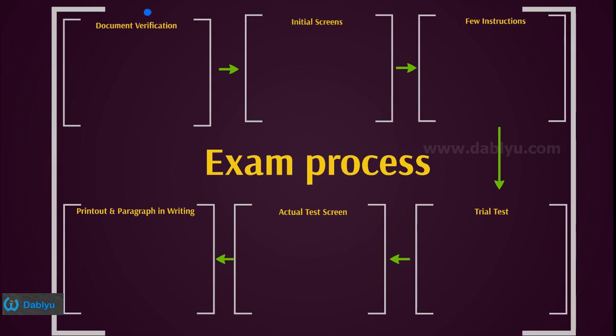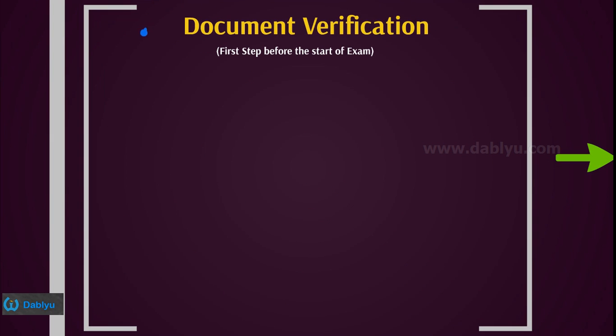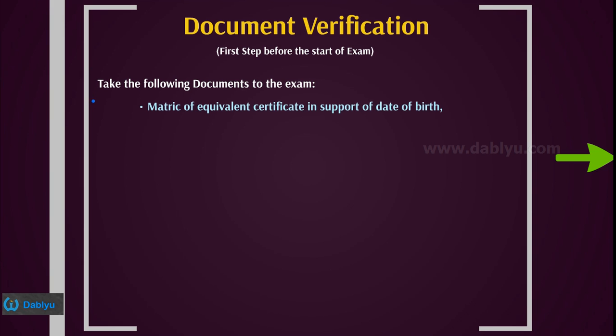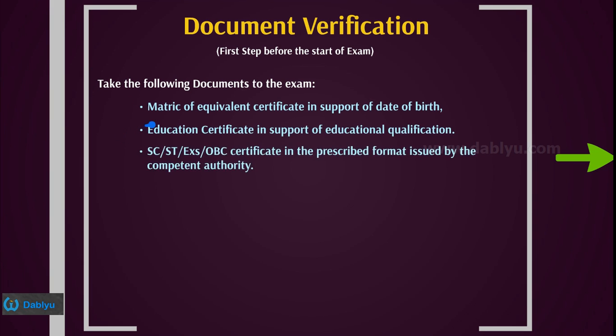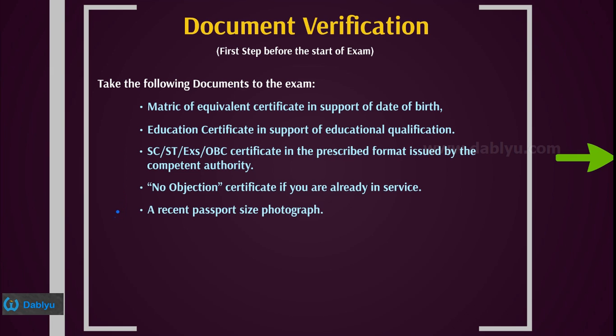So in the exam process, the first step is document verification. So before you start the exam, you will have a document verification where you will be required to carry along all these documents, that is matric certificate in support of date of birth, your education certificate and category certificate if applicable, and no objection certificate if you are already in service, and a recent passport size photograph and photo identity like Aadhaar or PAN card.